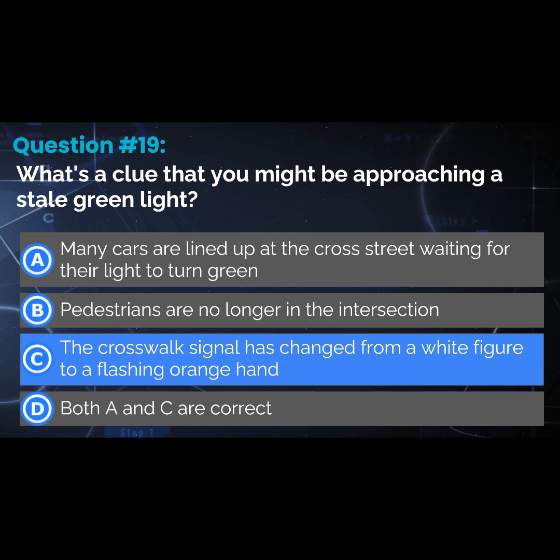The correct answer is C. The crosswalk signal has changed from a white figure to a flashing orange hand.